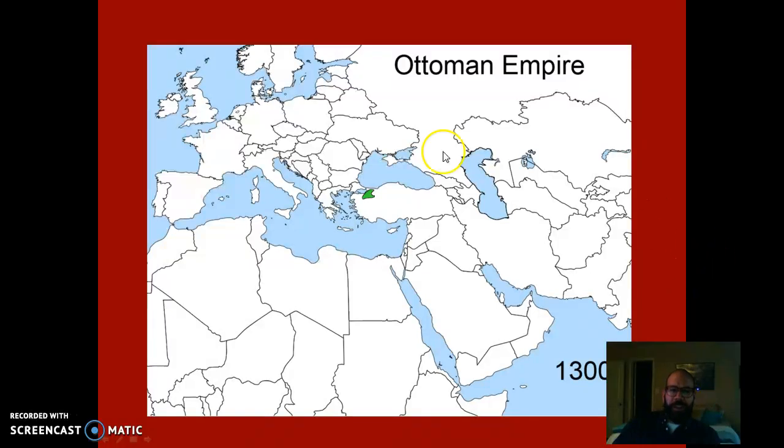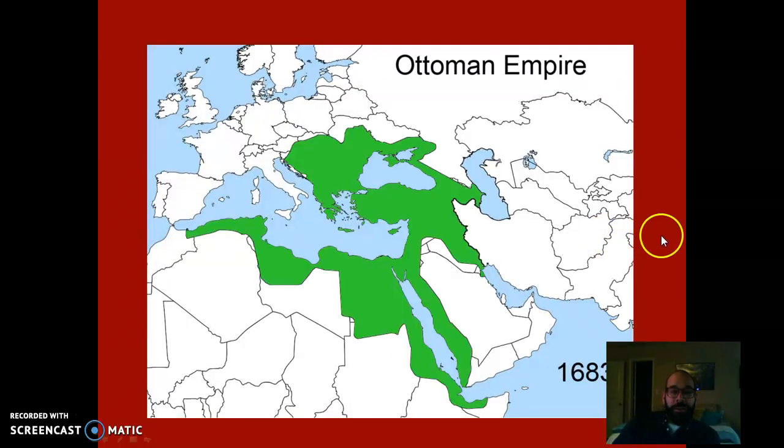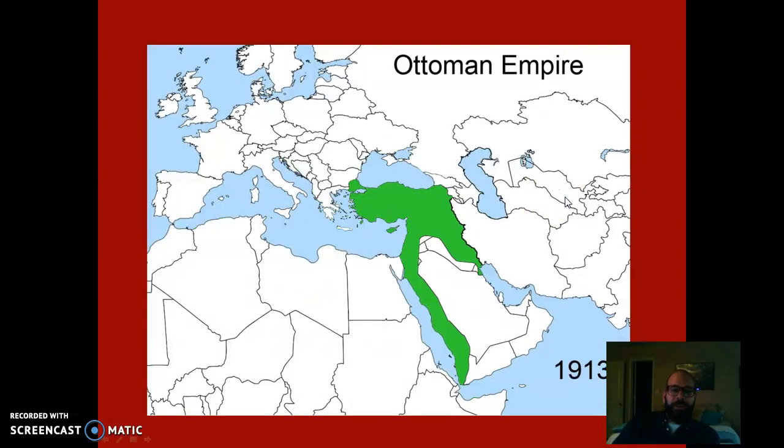So just to look at it again, this is how it started, right? A tiny little area of Turkey in the year 1300. Then it got humongous by 1683. This was like the peak of the Ottoman Empire, just massive. And then by 1913, this is what they had left, right?